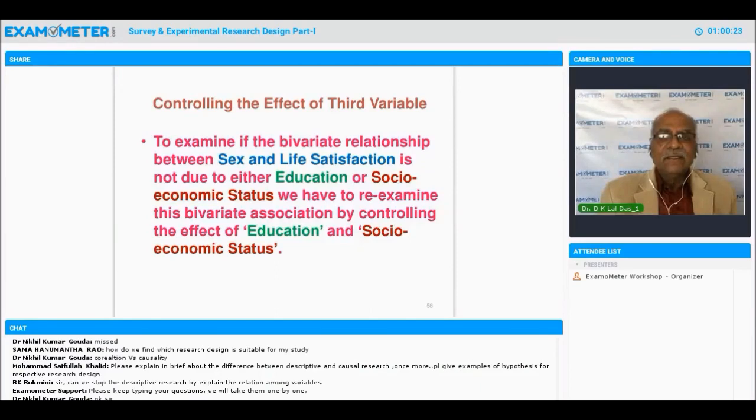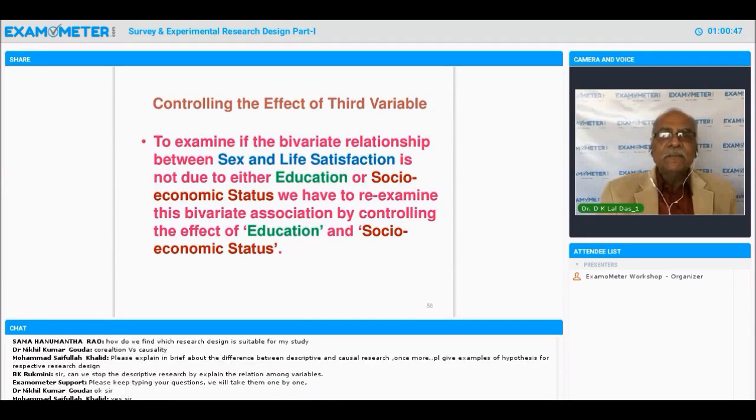We take generally causal researches, we take complex hypothesis. Can you recall, complex means we have more than one independent variable and we want to see the effect on the dependent variable. In the example I have just explained, sex, education and socio-economic status are three independent variables and life satisfaction is the dependent variable.